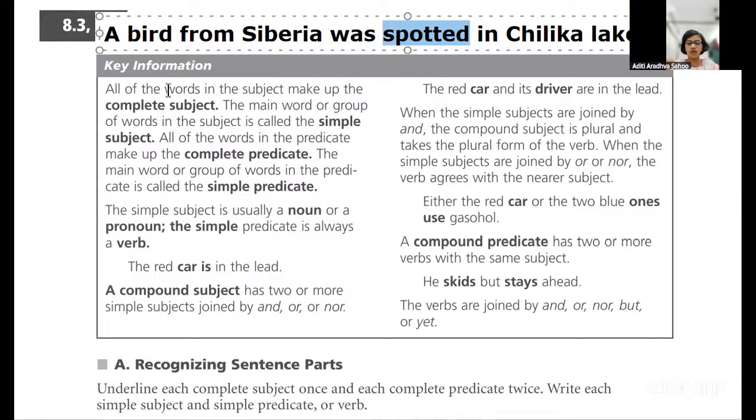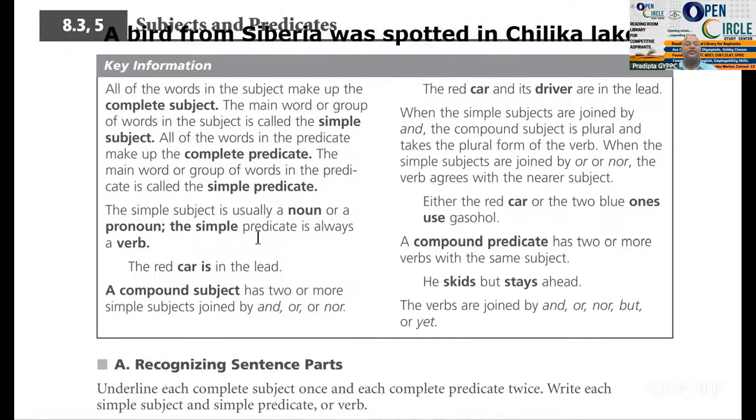So simple predicate, subject को निकालने के बाद जो बच जाता है उसे हम complete predicate कहते हैं और उसमें से जो verb है उसे हम simple predicate कहते हैं. Are you clear? Clear? Okay. So simple predicate is the main word or a group of words. The simple subject is usually a noun or a pronoun and the simple predicate is always a verb.